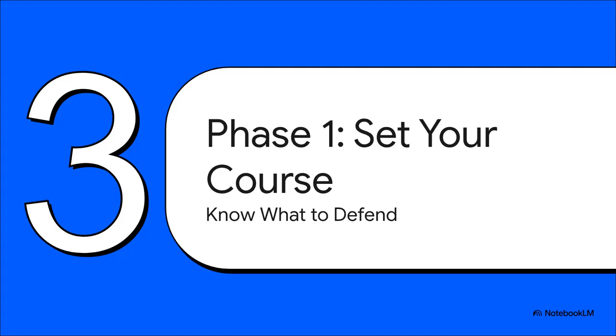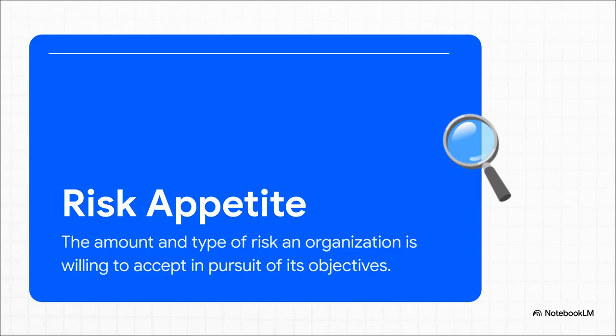All right, phase one, set your course. Before you can even think about fighting a battle, you have to know exactly what you're protecting, and maybe, more importantly, what you're willing to risk. This is all about strategy. And the cornerstone of this whole phase is something called risk appetite.